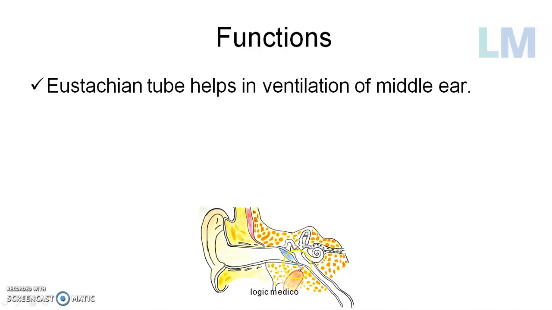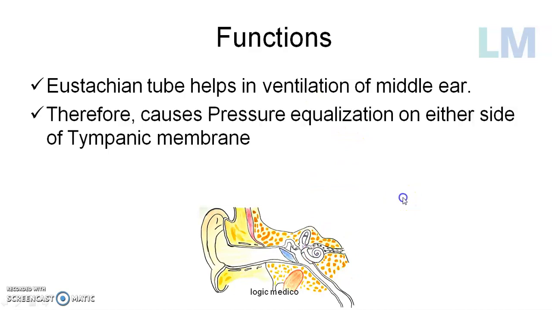The superior wall, the inferior wall, the medial wall, which is formed by the cochlea, all are bony walls. In fact, the anterior wall is also bony. Within that anterior wall, there is an opening for this tube. You can see that clearly here. So this opening is connected to the nasopharynx. So through the nasopharynx, air enters into the middle ear cavity. So it is acting like a ventilation pipe, like a window for your middle ear. Therefore, it causes pressure equalization on either side of this eardrum or the tympanic membrane.